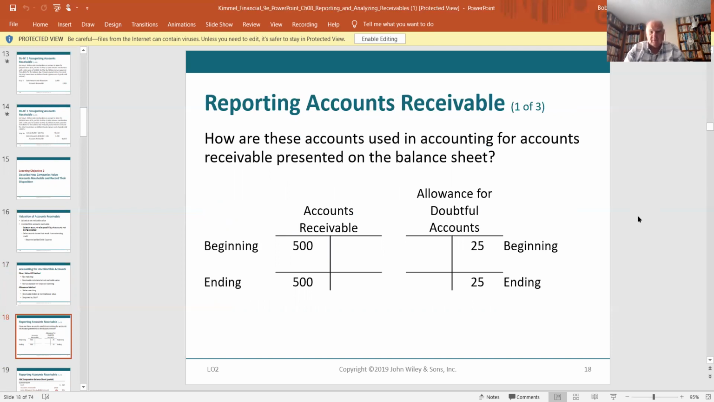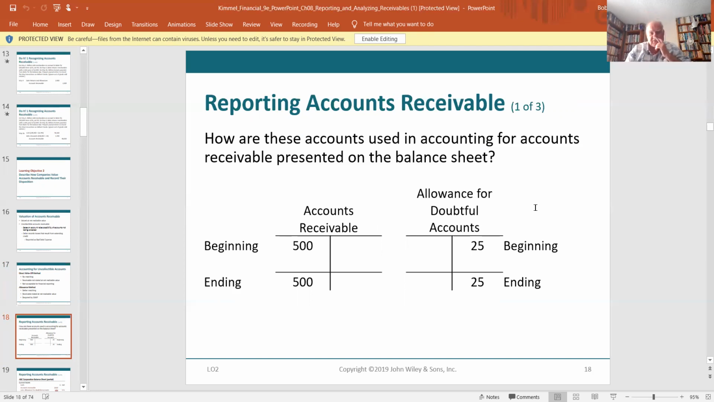Reporting accounts receivable. Now take a look at this new account. You're seeing this for the first time. This is called the allowance for doubtful accounts. It is a contra asset account. It's a contra receivable. It means that it is an asset account, but it has a normal balance of credit. So whenever you increase the allowance for doubtful accounts, you're decreasing the net receivables, the net trade receivables.